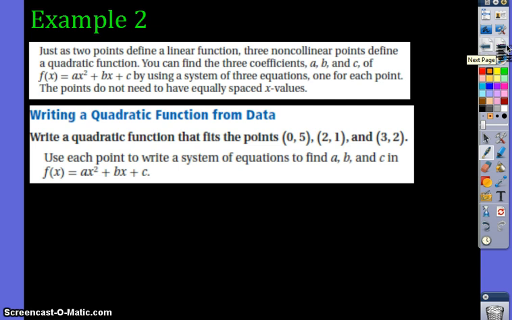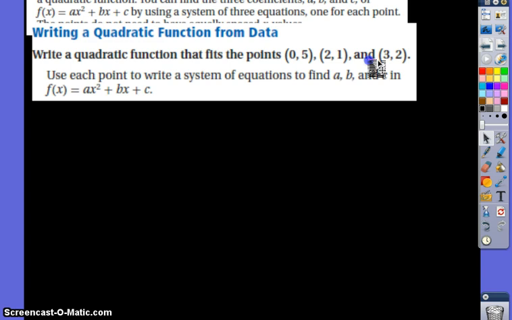You should recall from Algebra 1 and our conversations this year that if you have 2 points, that makes a line. So if you have 3 points, that makes a quadratic function. So we can find the coefficients of our quadratic function, a, b, and c, by using the x values from each point that we have, if we have 3 points. So this is kind of complicated. We want to pay close attention, take really good notes here.